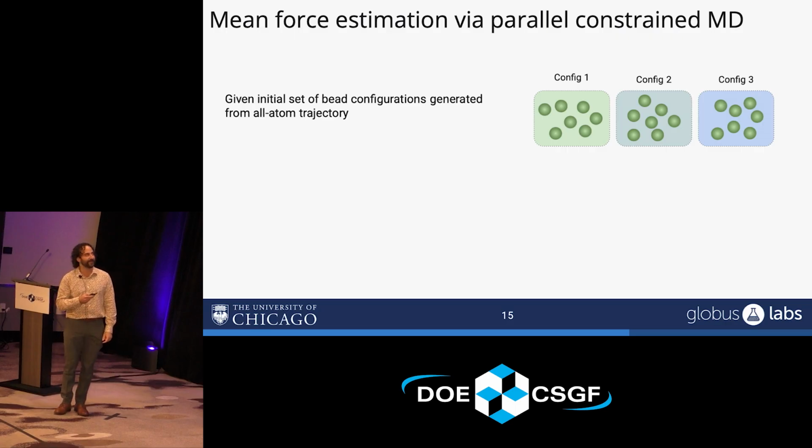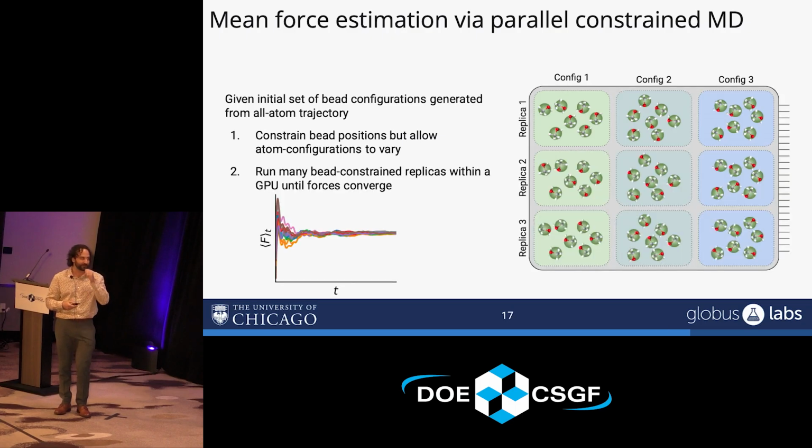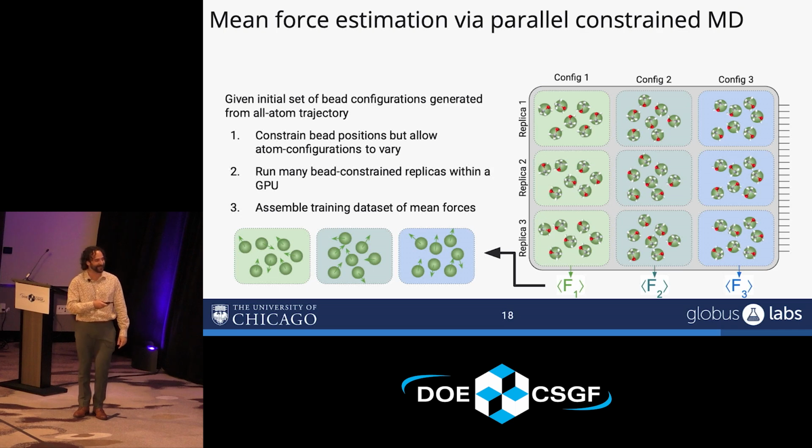So we start with a set of bead configurations generated from an all-atom trajectory. And we constrain the bead positions, but we allow the atom positions within those beads to vary. And we do that by separating the coarse and fine degrees of freedom with linear coarsening operators, separating out just the fine degrees and doing equations of motion for those, evolving those over time. Right, and we create many replicas of each system and use that to fill one or many GPUs and just run those until the average forces converge, building a data set of force averages.